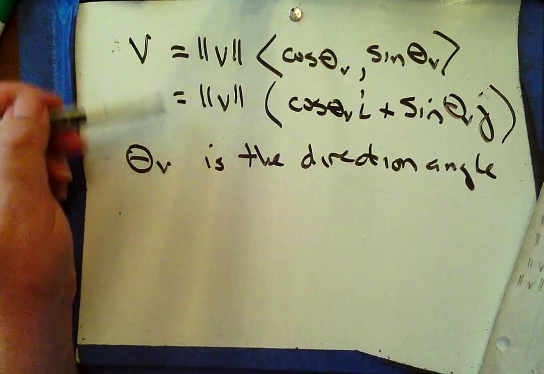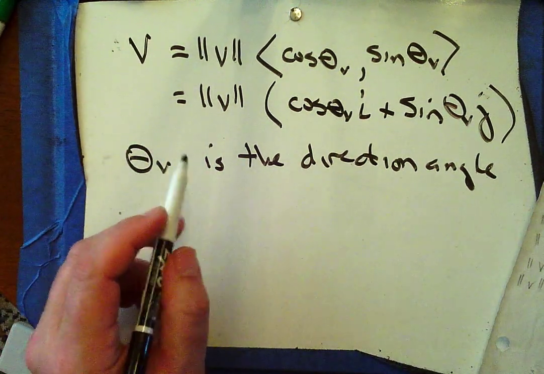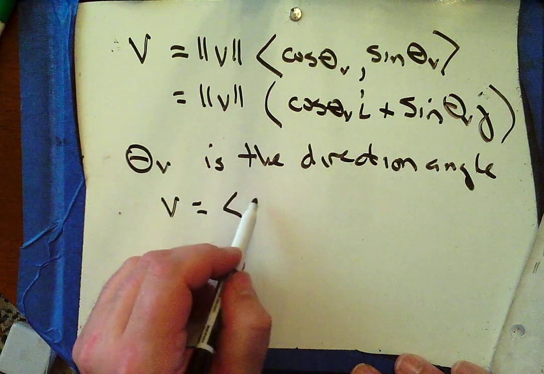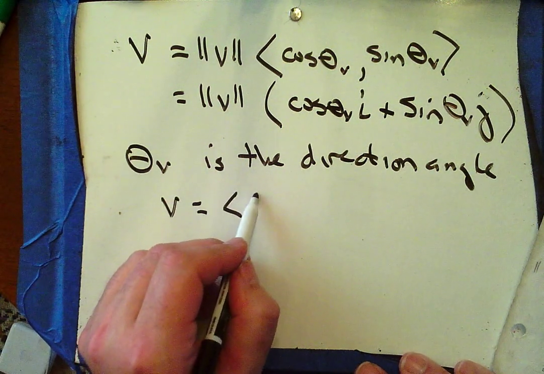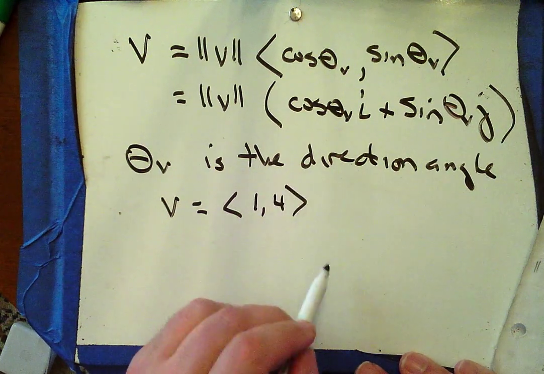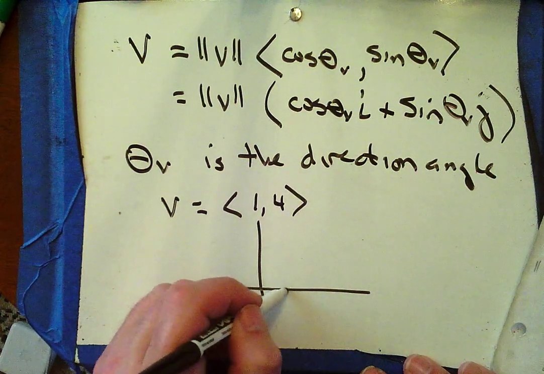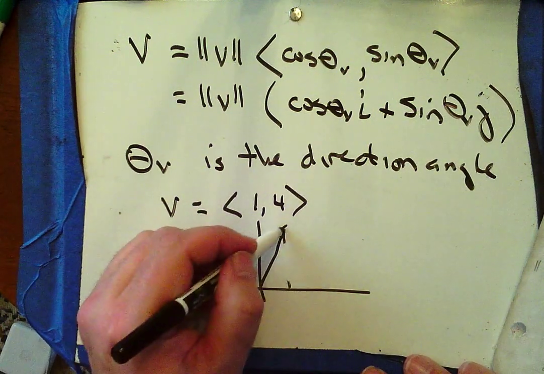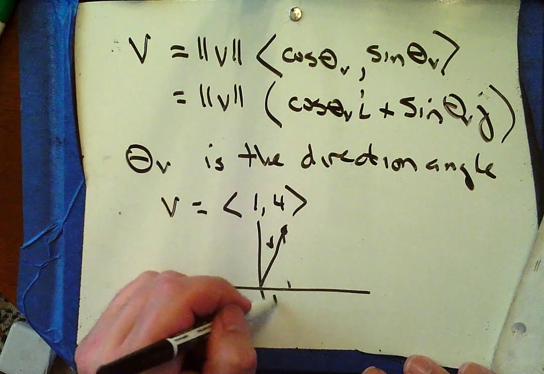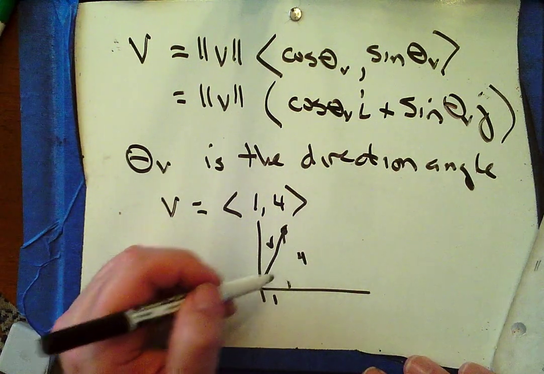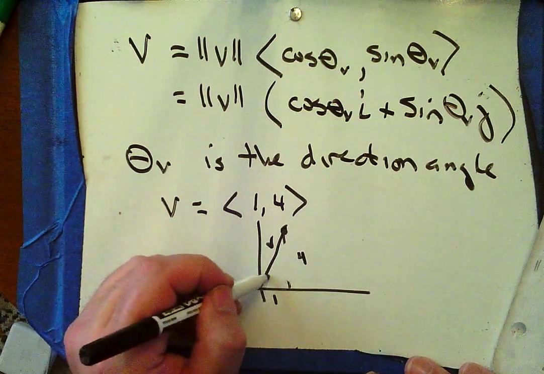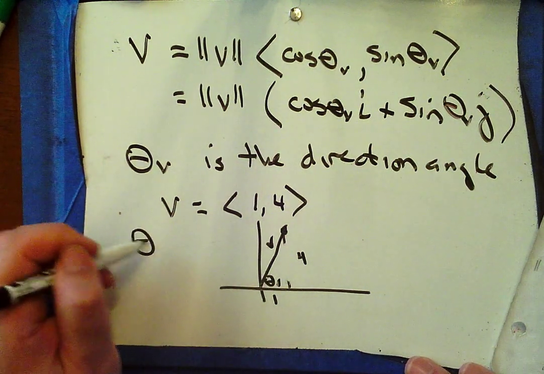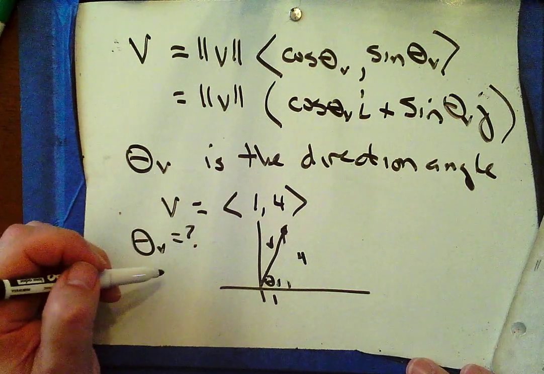Before we get into these, let's take a step back and talk about vector v. Let's go with this vector, 1, 4. And I can draw a picture of that. I go over 1 and up 4. And there's vector v. This is 1, this is 4. Well, I want to talk about this angle. Let's call this theta v. How can I find that angle?